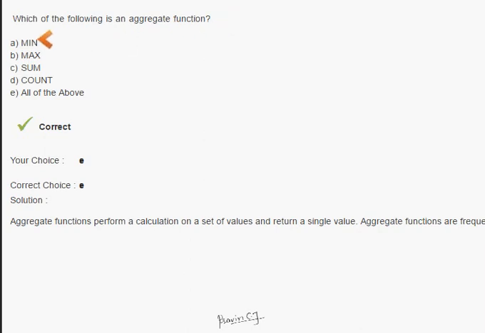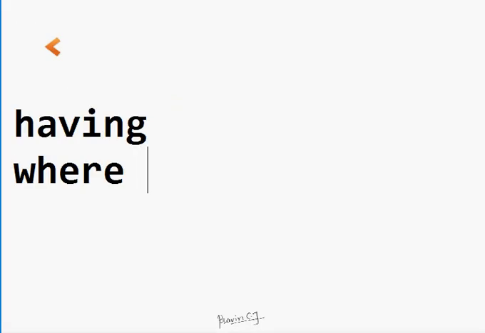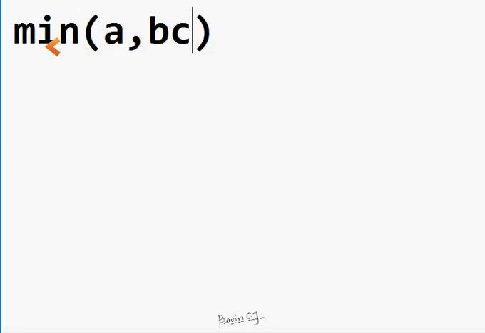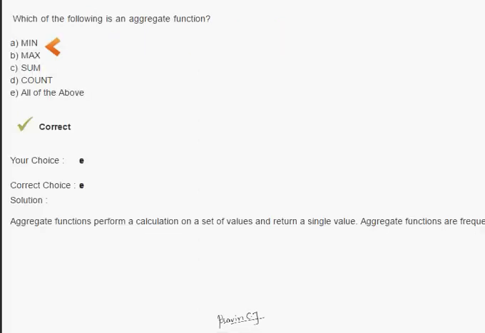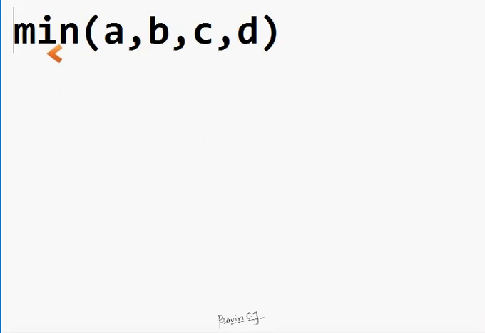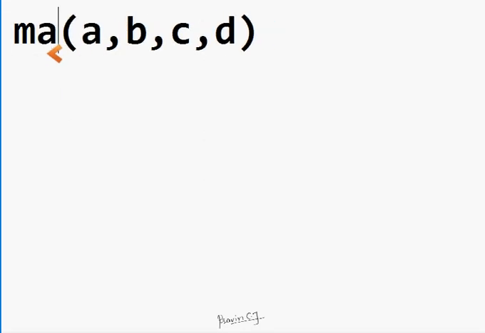Now the question is, which of the following is an aggregate function? Min of a, b, c, d will return us what? It will return a single value, either a or b or c or d. So it returns a single value, so it is an aggregate function. Max works in a similar way.